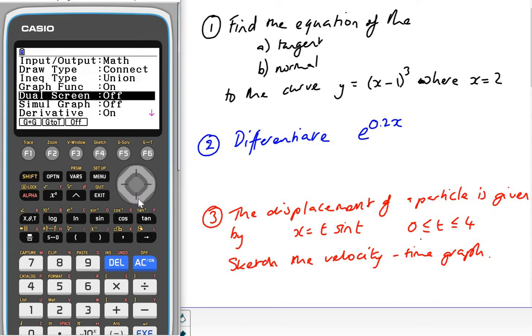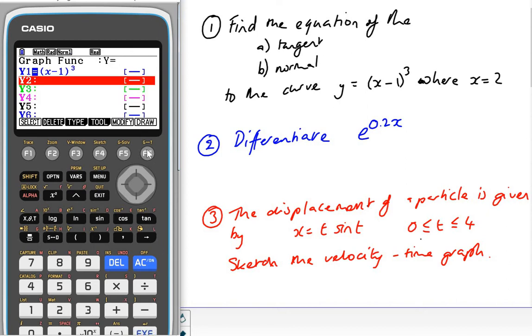Now, the reason that appears is because if I go to Shift and Setup and I scroll down, you can see this thing here, derivative, and if that is on, then that equation will appear. So I'm going to keep that on. Okay, let's see what happens.